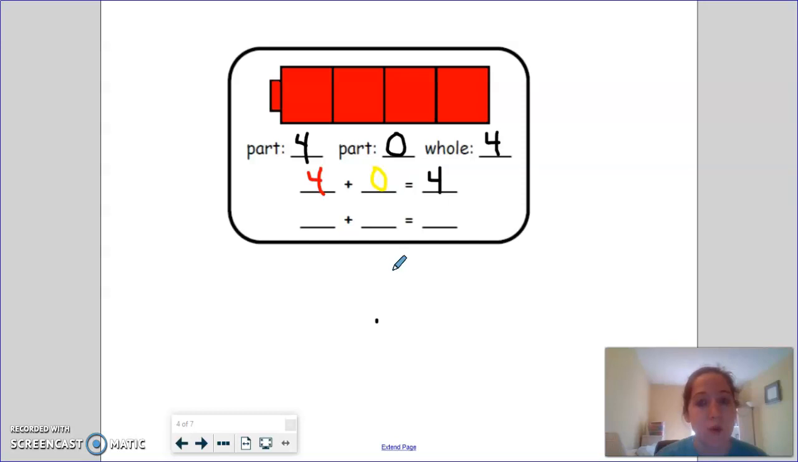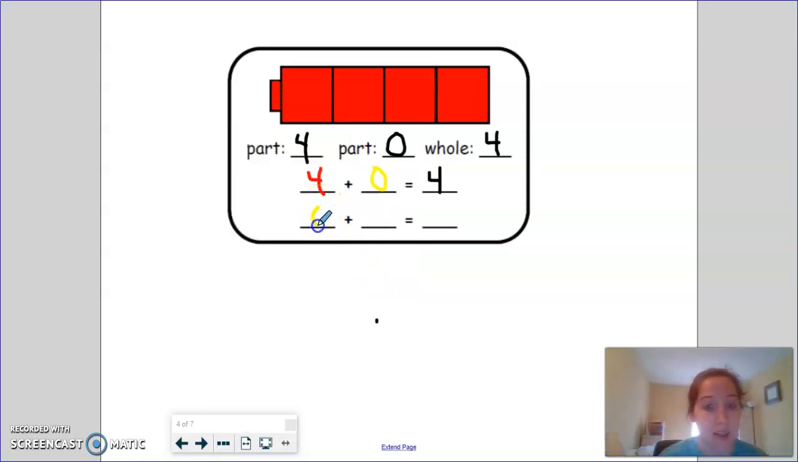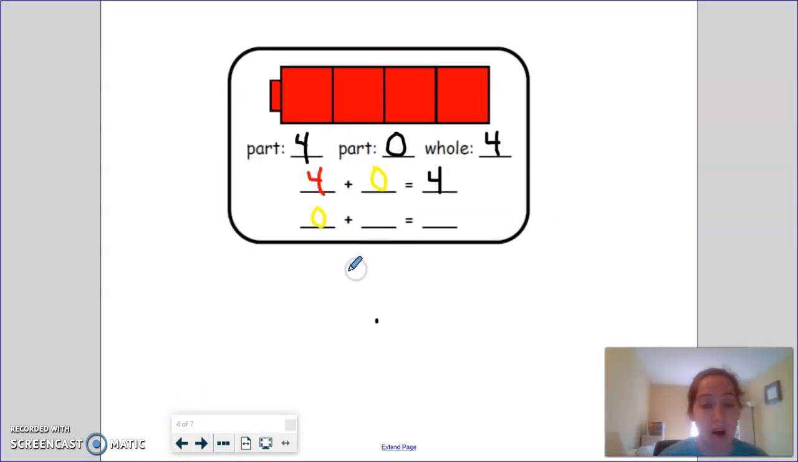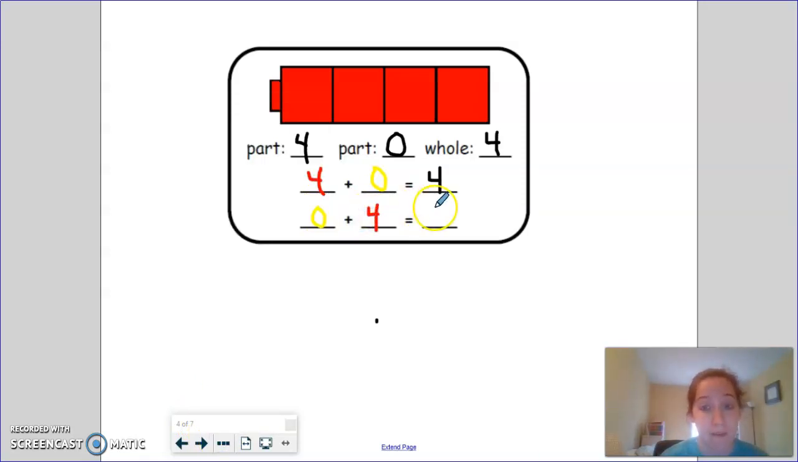So now we're going to switch it around. We're going to start with the yellow cubes. How many yellow cubes are there? That's right, there are 0 yellow cubes. And how many red cubes are there? 1, 2, 3, 4. So that means 0 plus 4 must equal how many cubes altogether? 4. All right, great job. Let's try one more.